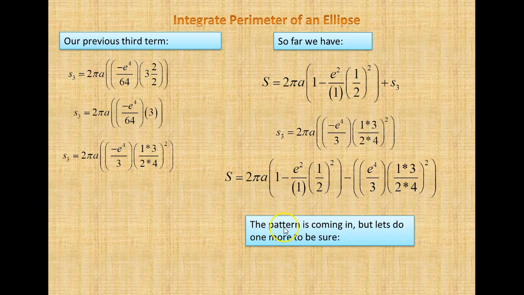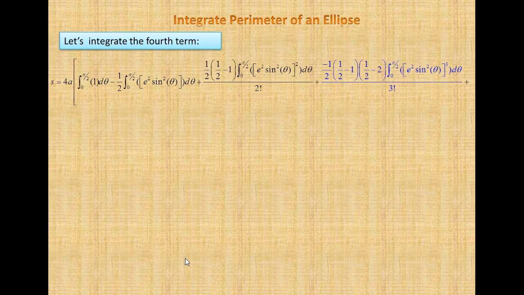The pattern is coming in, but let's do one more. Let's continue. Let's integrate the fourth term. Here's the fourth term in blue. Okay. So we have 4a times the quantity in blue.